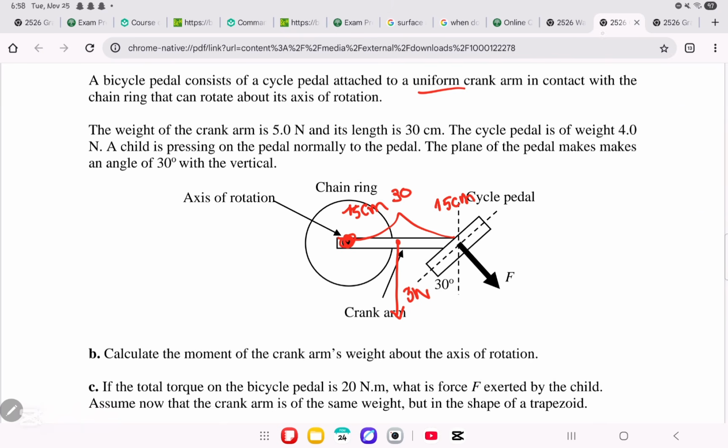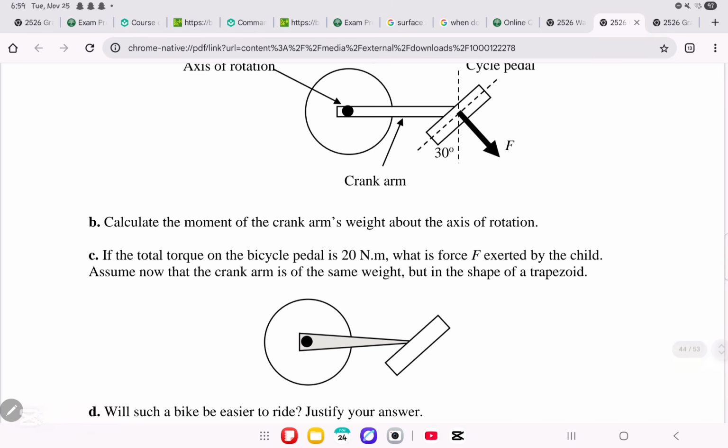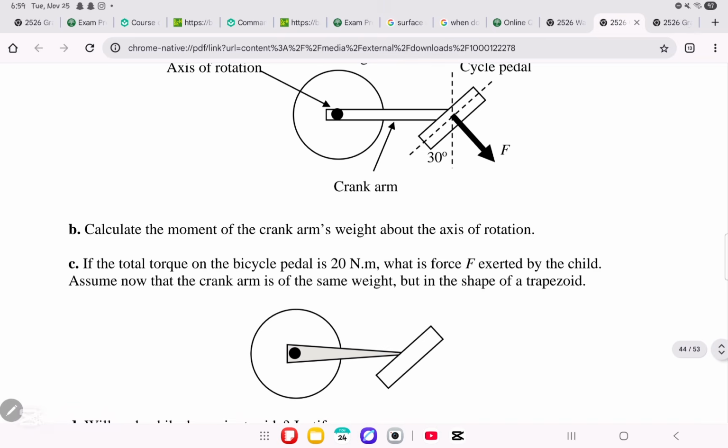They want the moment of the crank arm's weight about the axis of rotation. So here you need to do the force, which is 5, times the perpendicular distance, which is 15 centimeters. But don't forget to change it into meters by dividing by 100. So 5 times 15 divided by 100, that is 0.75 newton meters. We move on to part C. If the total torque on the bicycle is 20 newton meters, what is the force F exerted by the child? Okay, very important. They told us that the total torque, the net torque, is 20.